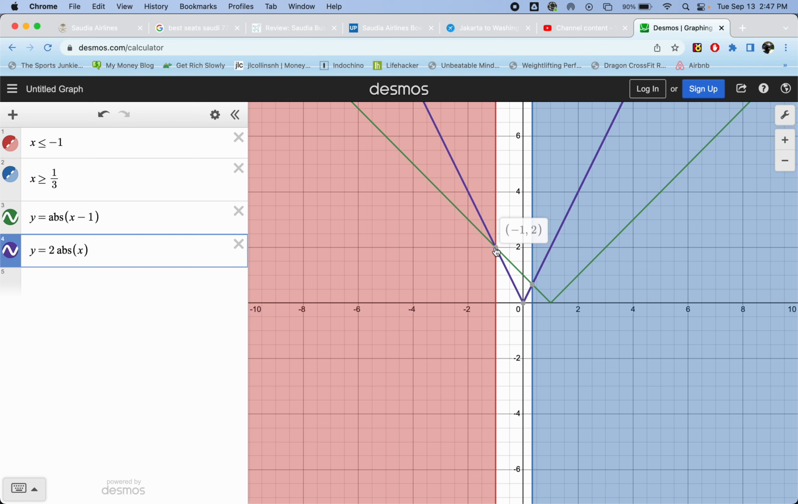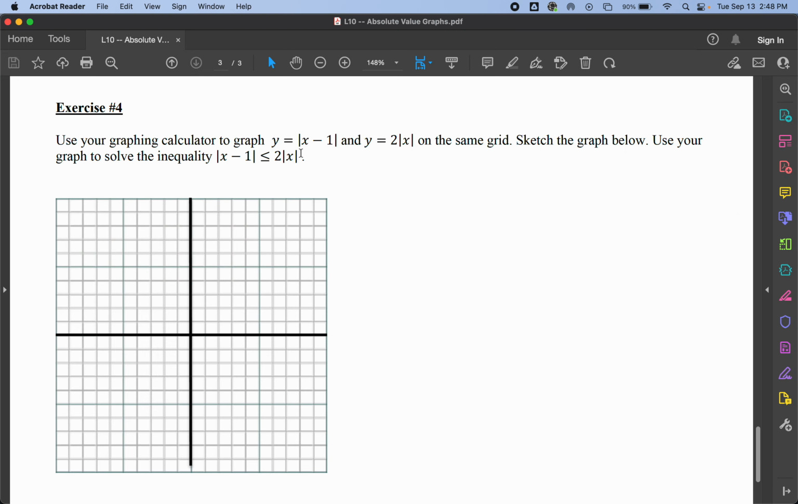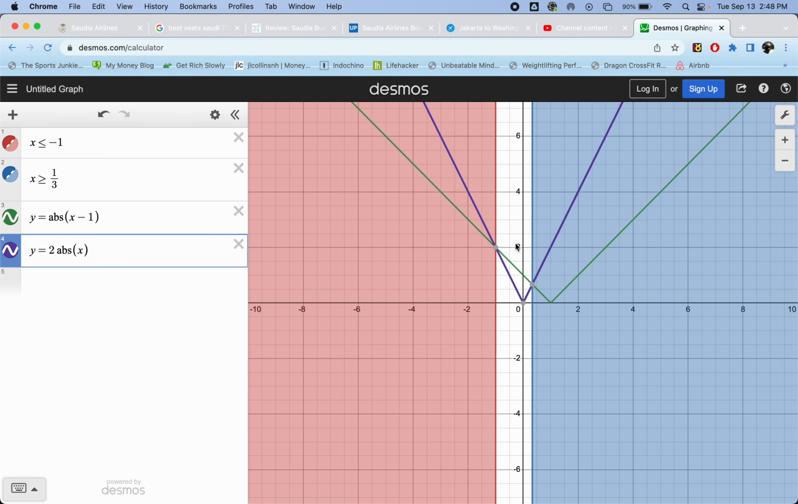Okay, and guys, look what's happening, right? So here's the point (-1, 2). The purple graph, which is the 2 absolute value of x, which is what we have here, right? Its y values are bigger than the green graph whenever we're to the left of or equal to -1. So that inequality is right. And we can also see that when we're to the right of x equals 0.333 or 1/3, the purple graph is also above. Okay, so that region is this. So those are the right solutions.